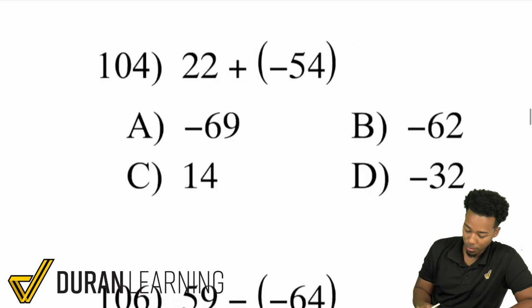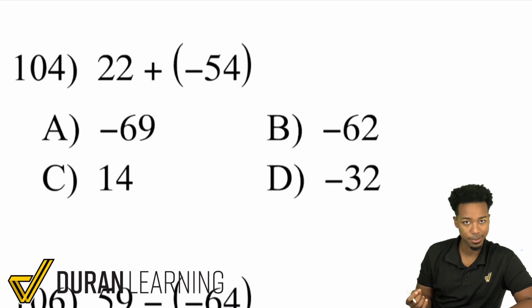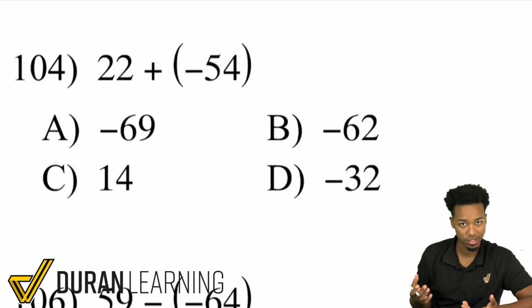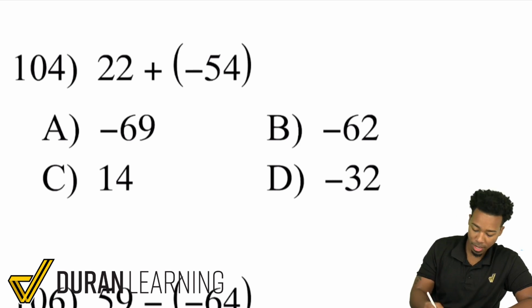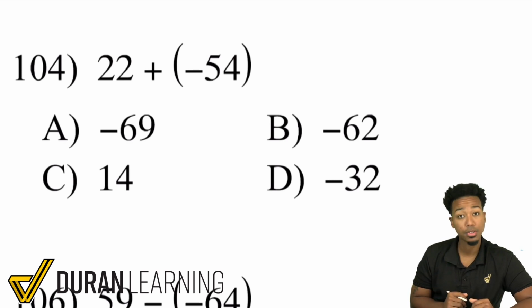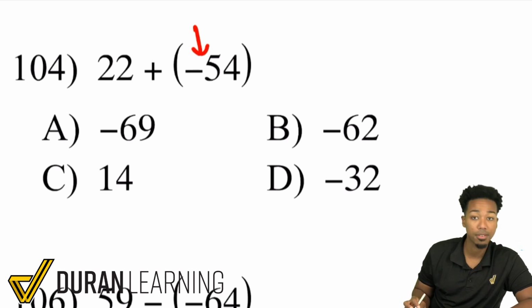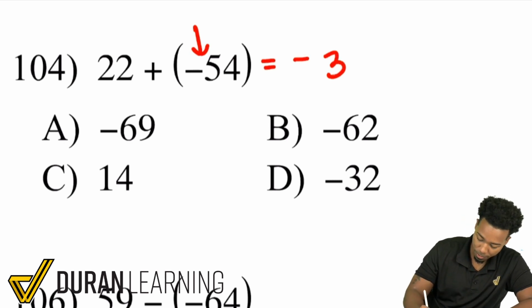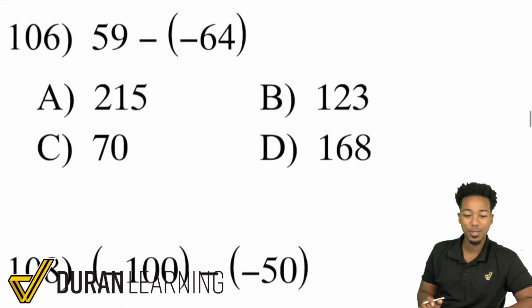So let's take a look at 104 now. 22 plus negative 54. Notice how we have a positive and a negative being added together. That is the same thing as subtraction. Again, if you have a positive and a negative being added, that's the same as subtraction. Just keep the sign of the bigger number. So 54 minus 22, what's the difference? That's going to be 32. And then from there, we keep the sign of the bigger number, which is that negative 54. So we have negative 32. Again, my party people, this is going to be a lot of fun once you really get this down.